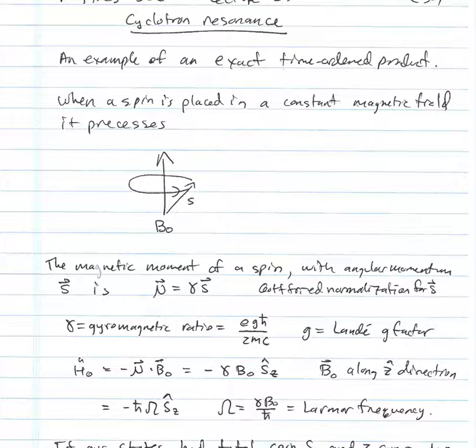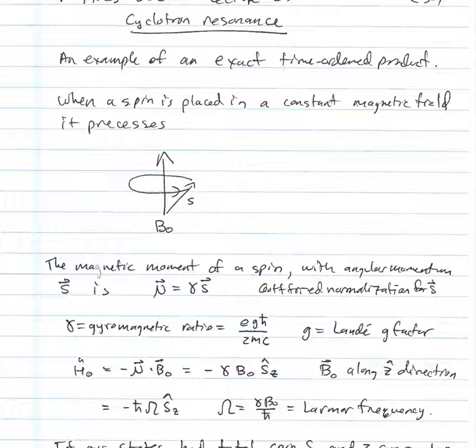Welcome to our first serious example of looking at time-dependent problems. We're going to be looking at the problem called cyclotron resonance. This is the key feature that is involved in what's called nuclear magnetic resonance. It's also the key feature involved in what's called magnetic resonance imaging, and it's one of the first truly quantum technologies that has made it into the mainstream.